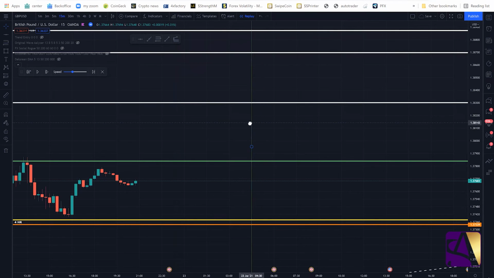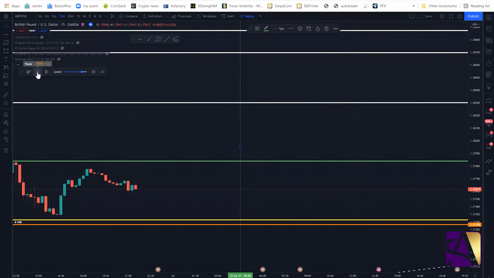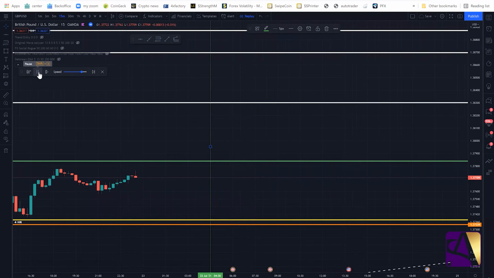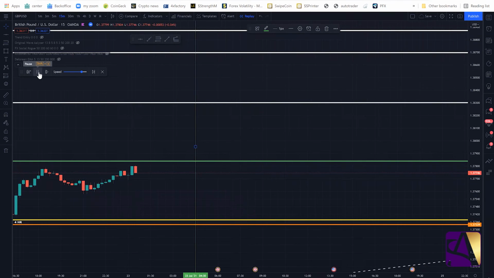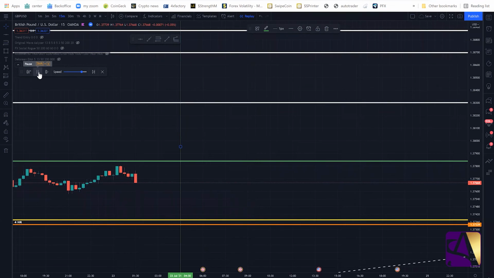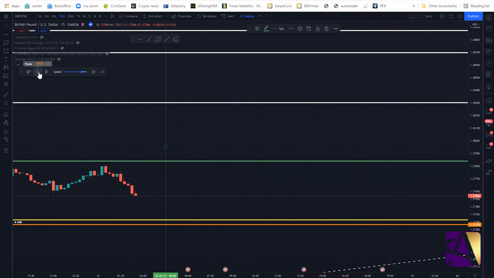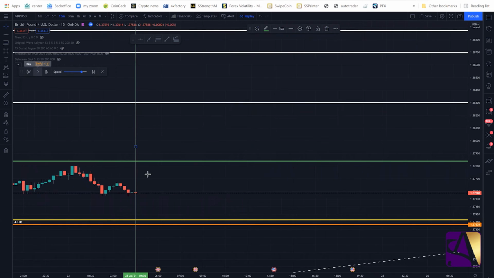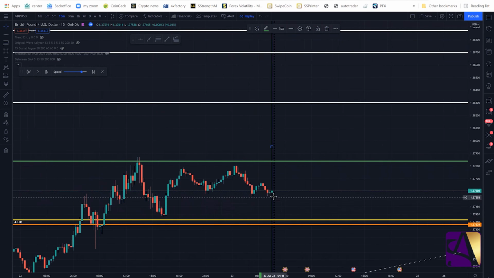July 23rd is going to be here. All right, so let's just speed this up real quick. We're going to follow our steps. We'll see what happens. All right, so we have 4:30. So remember, we're going off the previous candle.